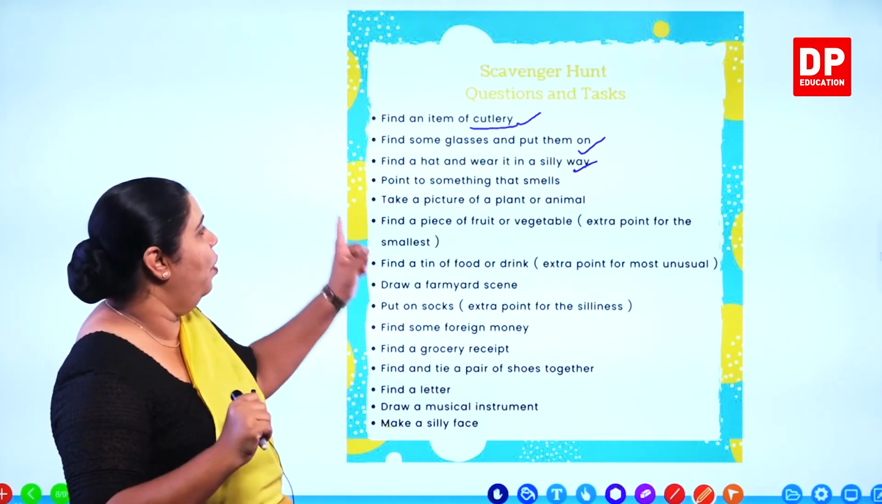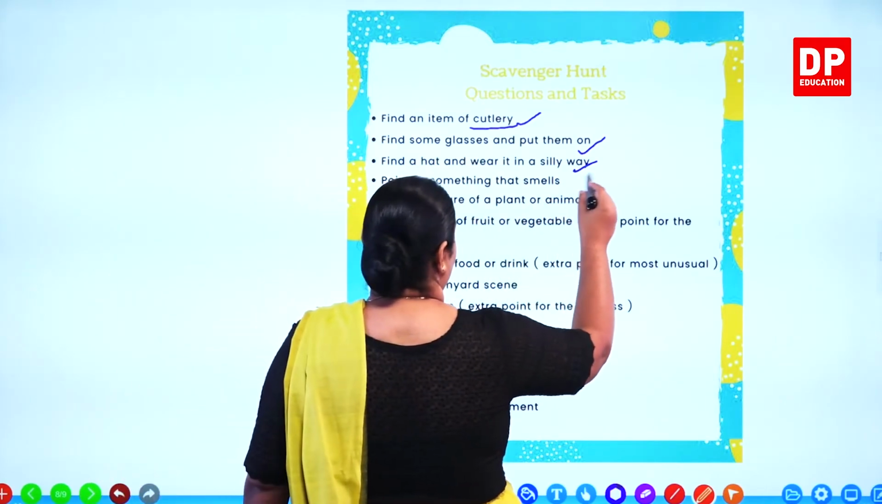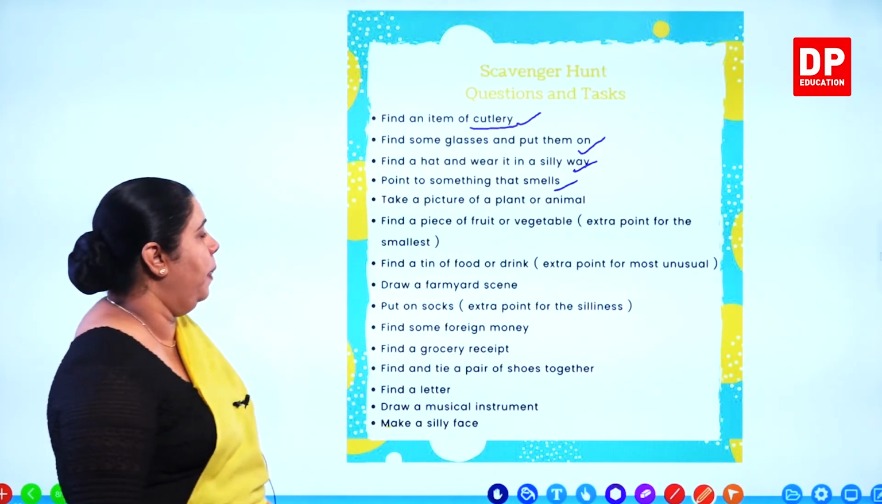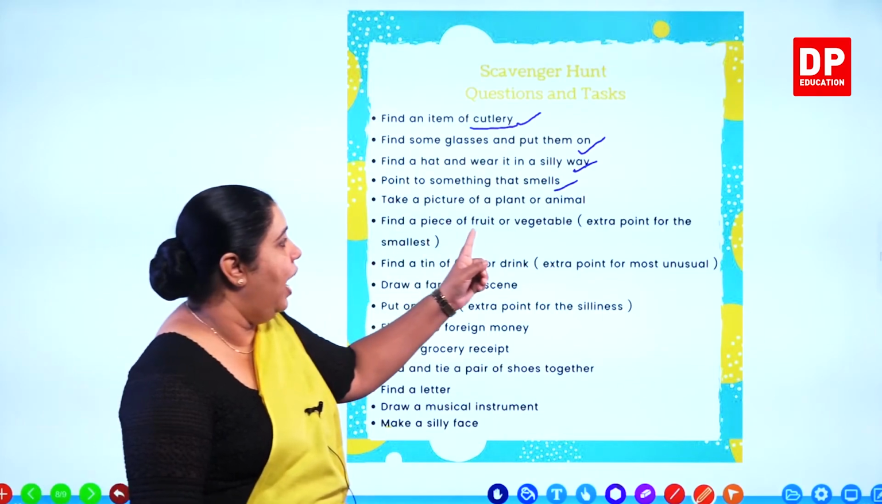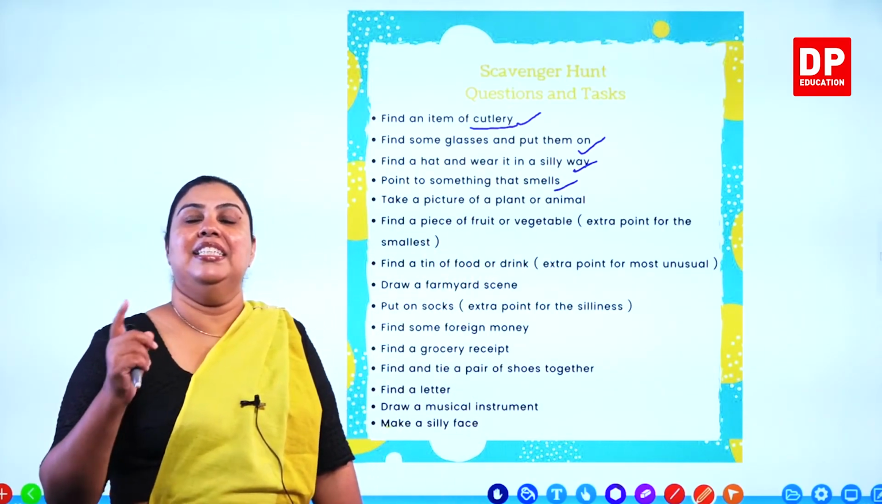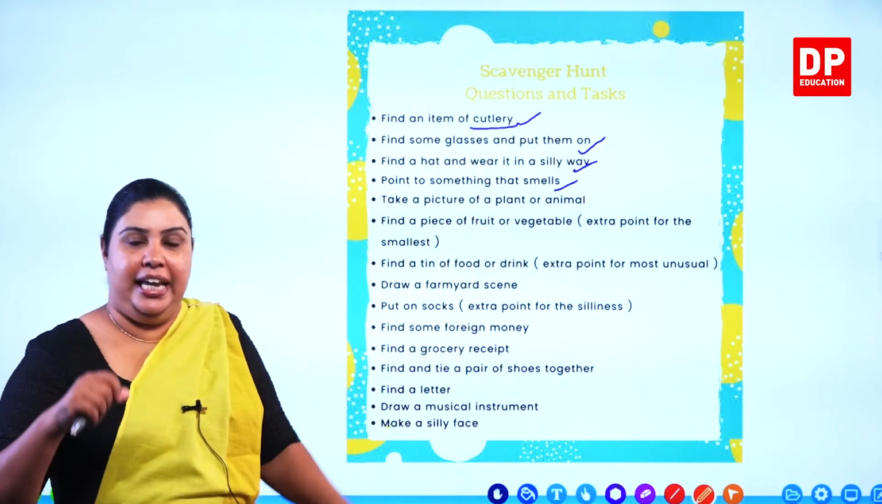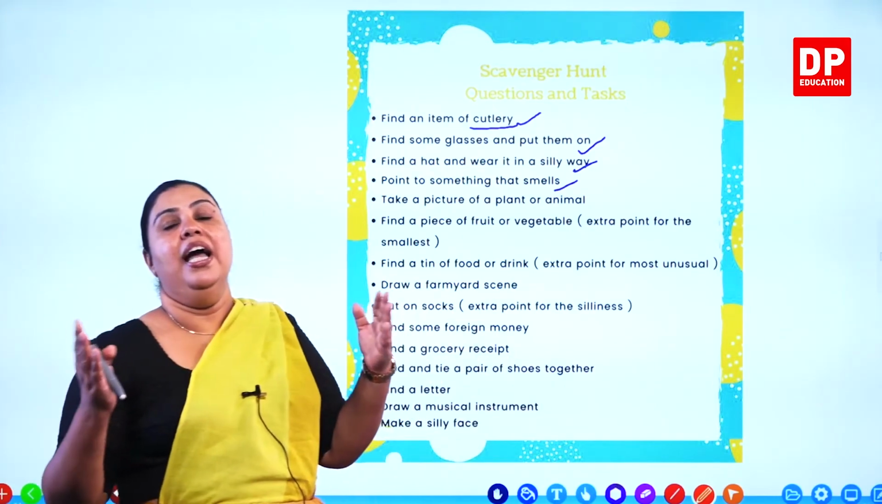So you can point to something that smells. That is another task that you can do. Take a picture of a plant or animal. That is something that you can do. Take a picture of a plant or an animal.